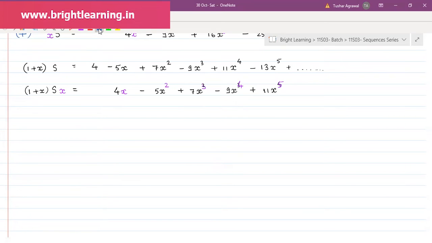What to do? What do you think? Whether we have to do subtraction or addition? Subtraction. Okay. So if we do subtraction here, then it will become minus 5x minus 4x, so negative 9. Then here it will become positive 12x square. Then here minus 16, 9, 12, 16. Again, it won't be of any use to us.